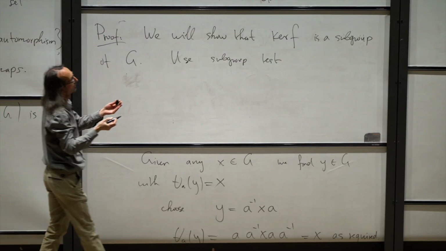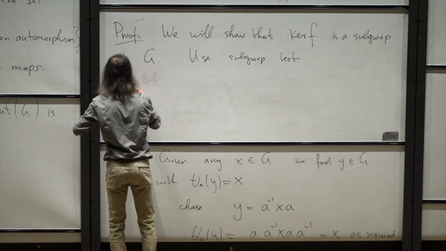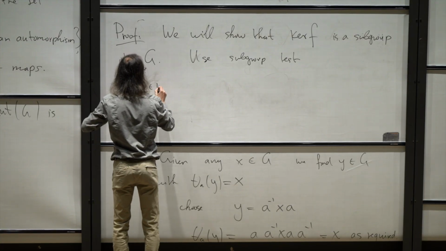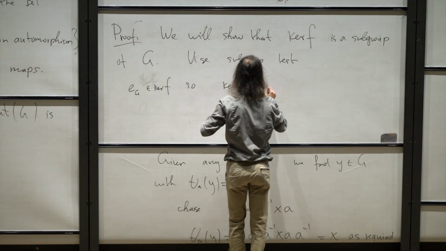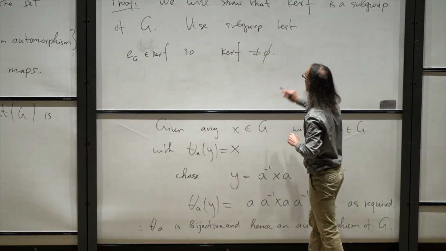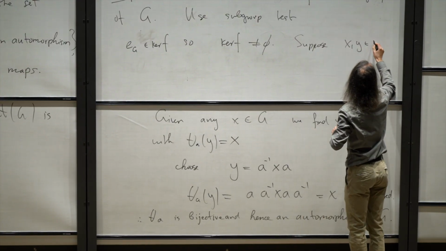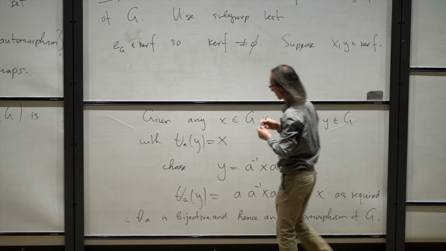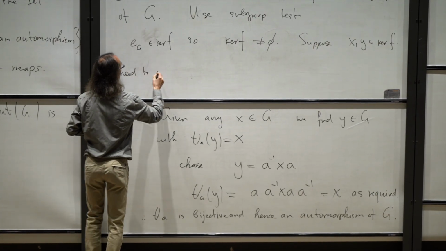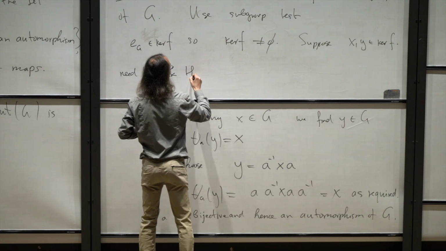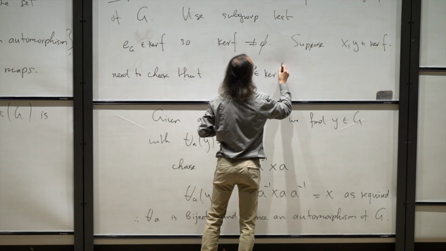Okay, first of all, the kernel of F is non-empty because it certainly contains the identity of G. Yeah, so certainly the identity of G is in the kernel of F. So the kernel of F is a non-empty subset. And now suppose that X and Y are in the kernel of F. I need to check that X inverse Y is in the kernel of F.